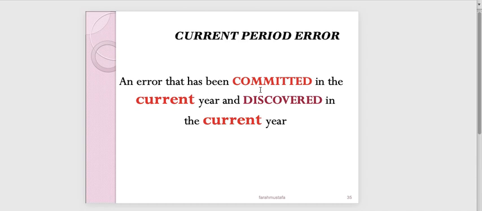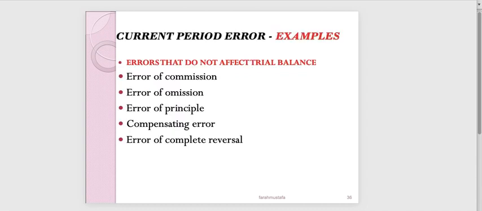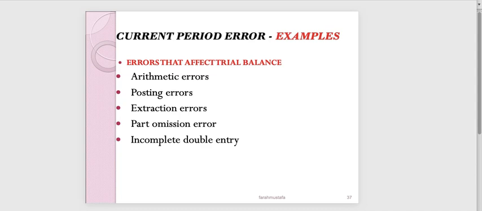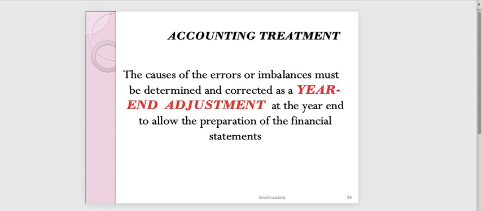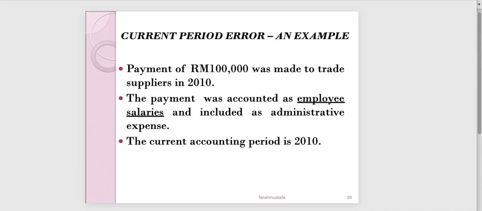So a current period error is where the error happened in the current year and was discovered in the current year. Examples are error of omission, commission, error of principle, compensating error, and error of complete reversal. If it is a current period error, you must adjust it as a year-end adjustment. Before you finalize or close your financial statements, you need to do this adjustment. So it is called financial year-end adjustment for the current year error.